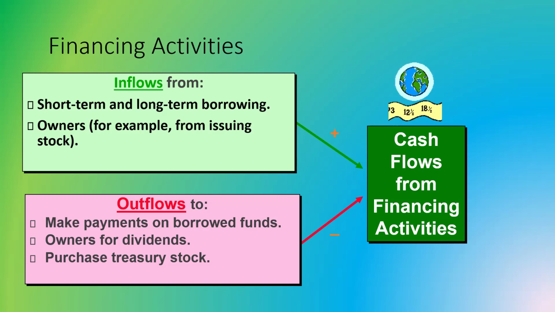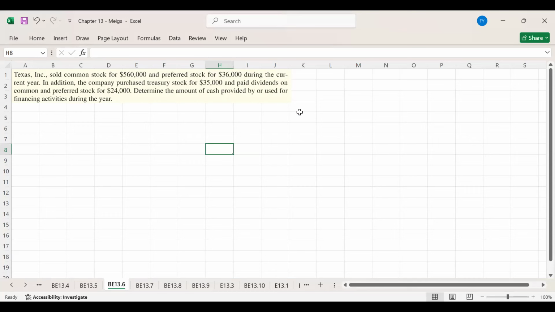So the inflows increase cash, raised by short term or long term borrowings or issuing new stock to the shareholders, and outflows come from making payments on the borrowed funds, dividends, or the purchase of treasury stock. We are going to practice the calculation of cash flows from financing activities from the book Financial and Managerial Accounting by Williams, Haka, Bettner. And we have brief exercise 13.6 in front of you.